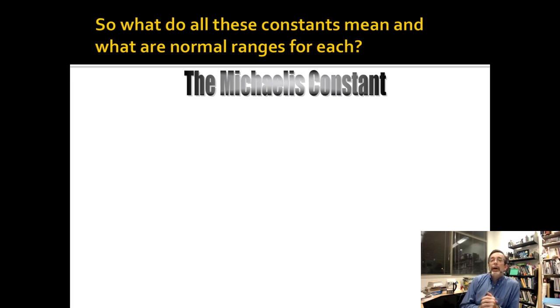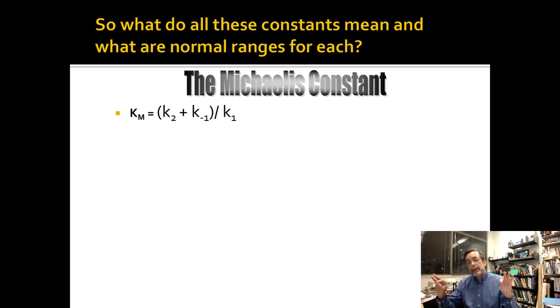Okay, so what do they all mean and what are the normal ranges for each? First off, let's talk about Km, the Michaelis constant. Remember that has a definition. It's 3 little k's put together. It's the 2 k's that go out of ES over the k that goes into ES.